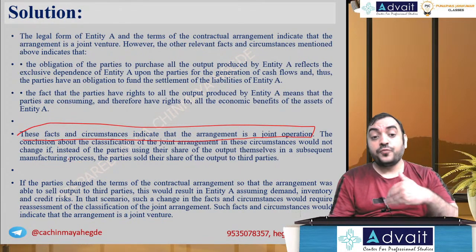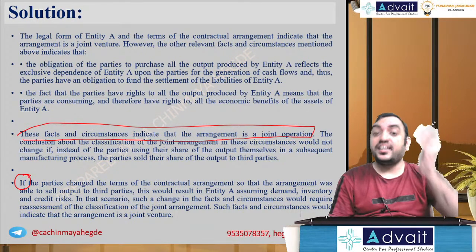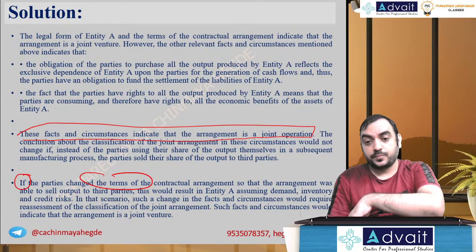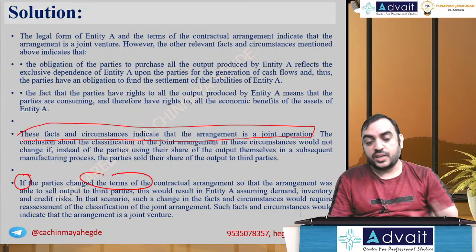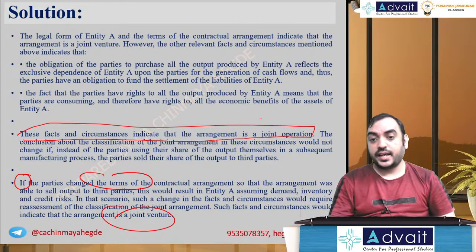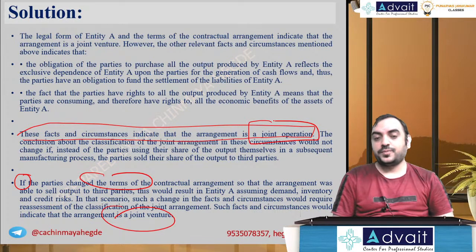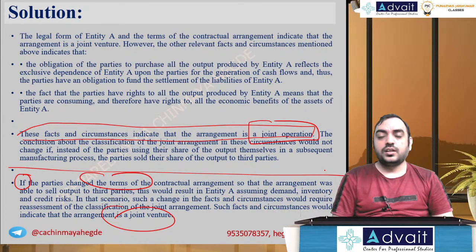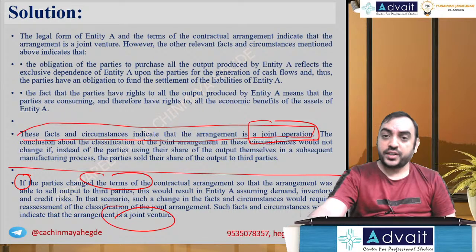Then the last paragraph: one more situation, if the parties change their terms so that the entity is able to sell on its own, then it becomes a joint venture. But as of now, it is a joint operation. You don't have to write the last paragraph in exams. That's only for your additional knowledge. Hope you got it. I'll go further.